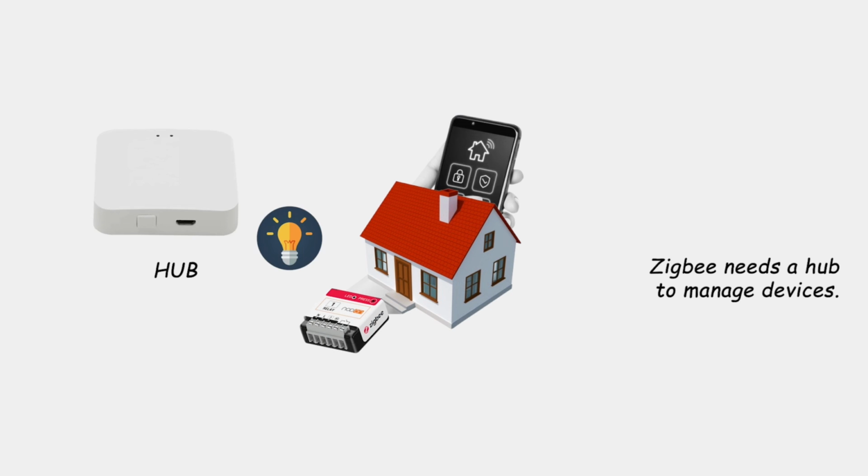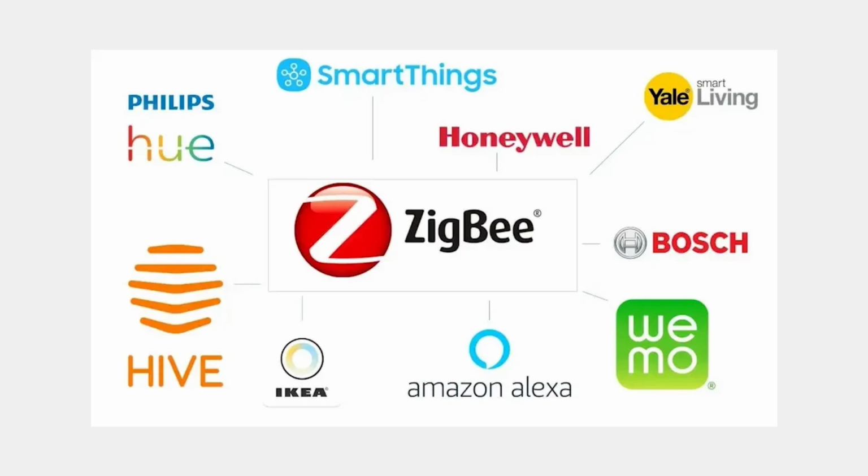But Zigbee requires a dedicated hub, like a smart home controller, to manage the devices. And since different manufacturers sometimes implement Zigbee slightly differently, not every device works with every hub out of the box.